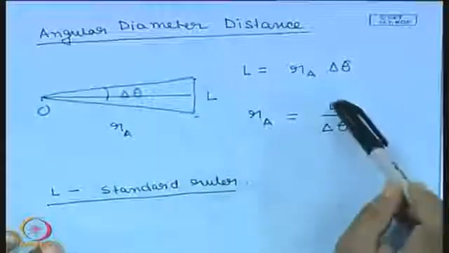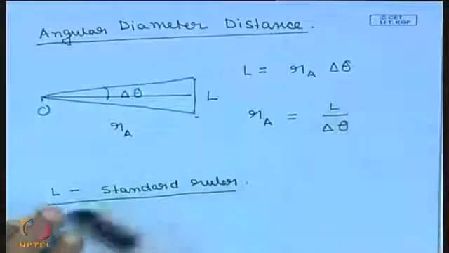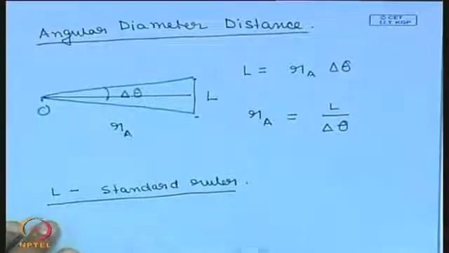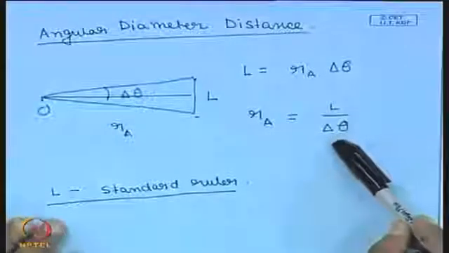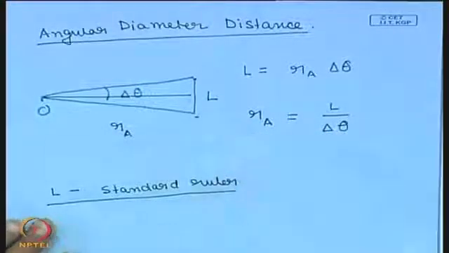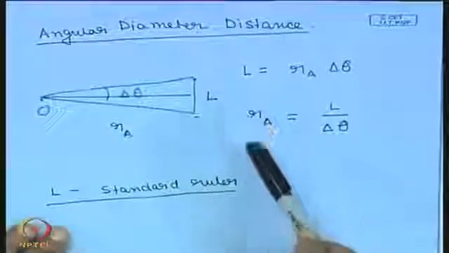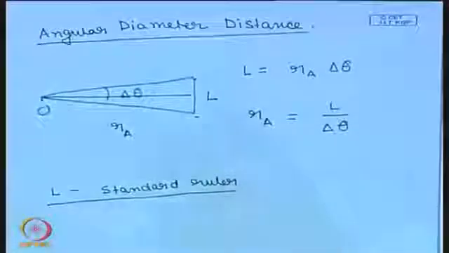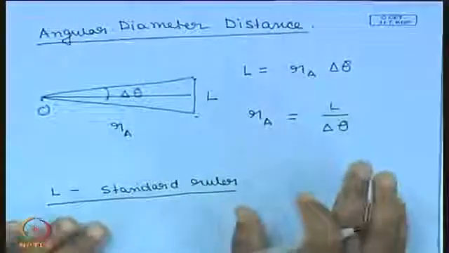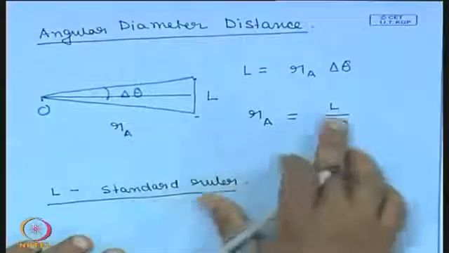So if you have some prior knowledge of the size of that object, a standard ruler whose size is fixed irrespective of where you place it, and you can measure the angle from the Earth, then you can determine the distance to that object, and that distance is called the angular diameter distance. Now it is essential to distinguish between different distances. In standard Euclidean geometry these different definitions of distance all coincide, but in cosmology they will not coincide, as you shall see. So you have to be careful which distance you are talking about. This is one definition of distance, called the angular diameter distance.